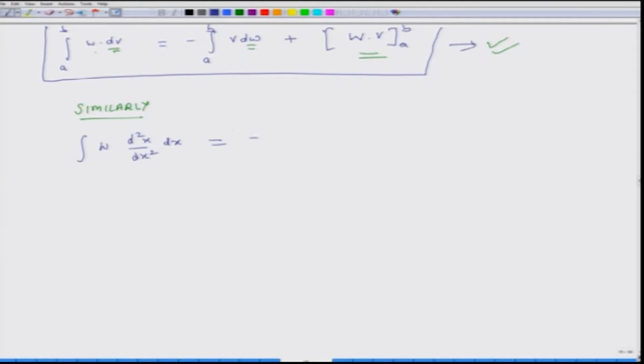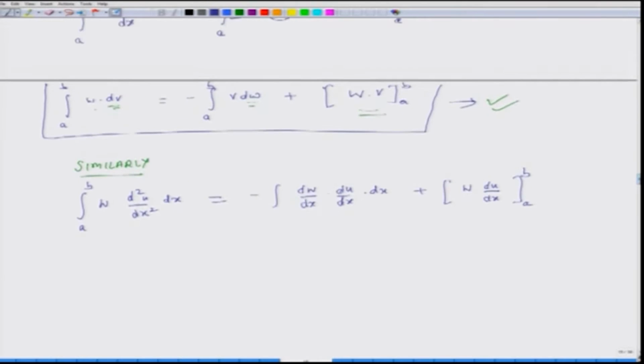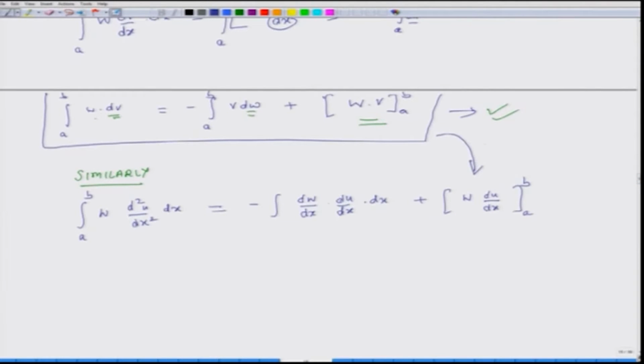So this is equal to minus, this is A to B, oh I am sorry, U. So this is equal to dW over dx times du over dx times dx plus W times du over dx, A to B. How did I get this? It is basically coming out directly from this thing.